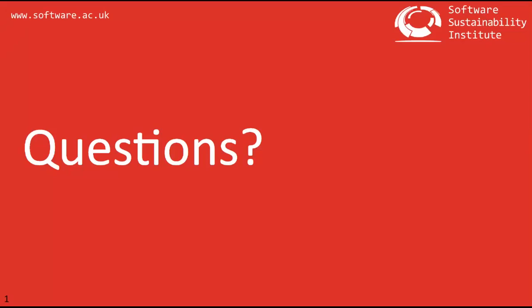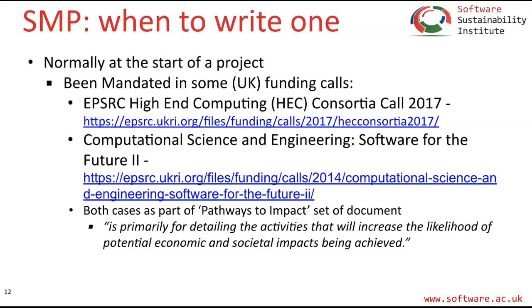Okay. So when to write one? Normally one would write one at the start of a project. Actually, not even at the start of the project. At the start, when you're trying to acquire funding. In some UK funding calls, EPSRC, a government funding source in the UK, in 2017, the High-End Computing Consortia grant and also the Computational Science and Engineering Software for the Future call in 2014 made it mandated to use software management plans.